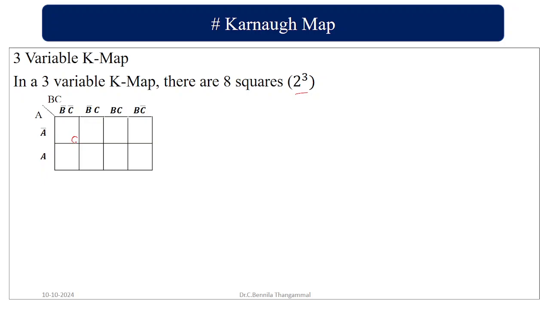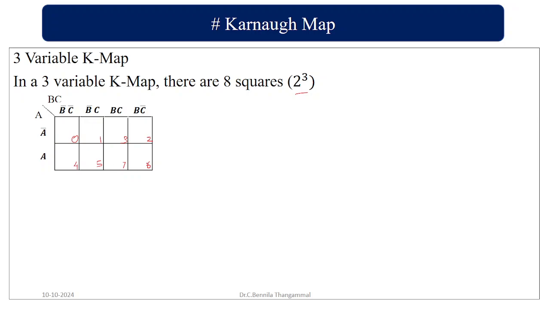Right? So here 0, 0, 1, decimal value is 1. 0, 1, 1, decimal value is 3. And 0, 1, 0, decimal value is 2. And here it is 1, 0, 0, decimal value is 4, 1, 0, 1, decimal value is 5, 1, 1, 1, decimal value is 7, 1, 1, 0, decimal value is 6. So the values are 0, 1, 3, 2, 4, 5, 7, 6.